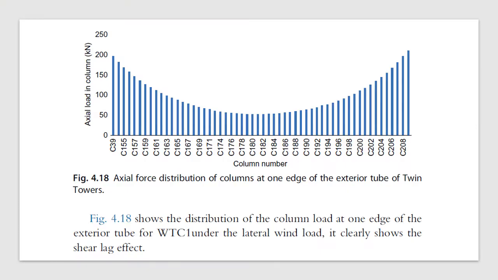Figure 4.18 shows the distribution of the column load at one edge of the exterior tube for the World Trade Center. Under the lateral wind load, it clearly shows the shear lag effect. The reason why there is a shear lag effect and also a nonlinear stress is because the beams also have their own stiffness. So with the different stiffness, most of the loads will be carried in the corners of the columns.